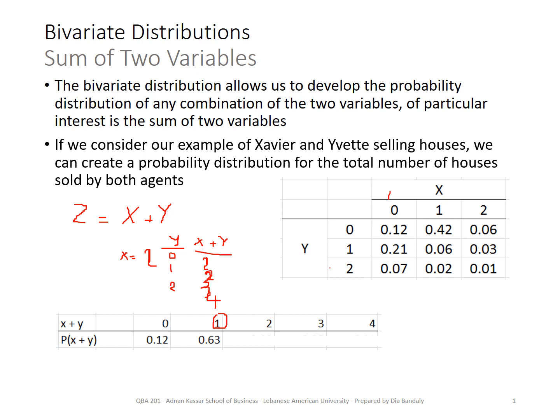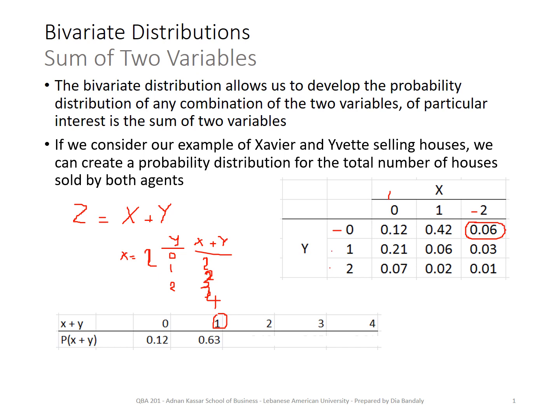Let's see again. So in which cases is x plus y equal to 2? If y is 0 and x is 2, then this applies. So their sum will be 2, and this is their probability.